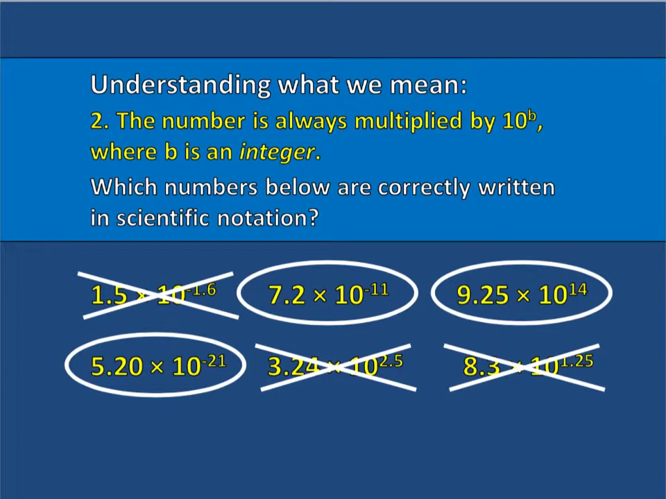So again, I've circled the ones that are correct, and it's because all of those numbers are whole numbers. They're not fractions, they're not decimals. So like 10 to the minus 21, 10 to the minus 11, 10 to the 14. The ones I've X'd out are the ones that are incorrect. So like this one was 1.5 times 10 to the negative 1.6. 1.6 is a decimal, and we never write decimals when we're writing scientific notation off of the 10. So that's why that is incorrect.